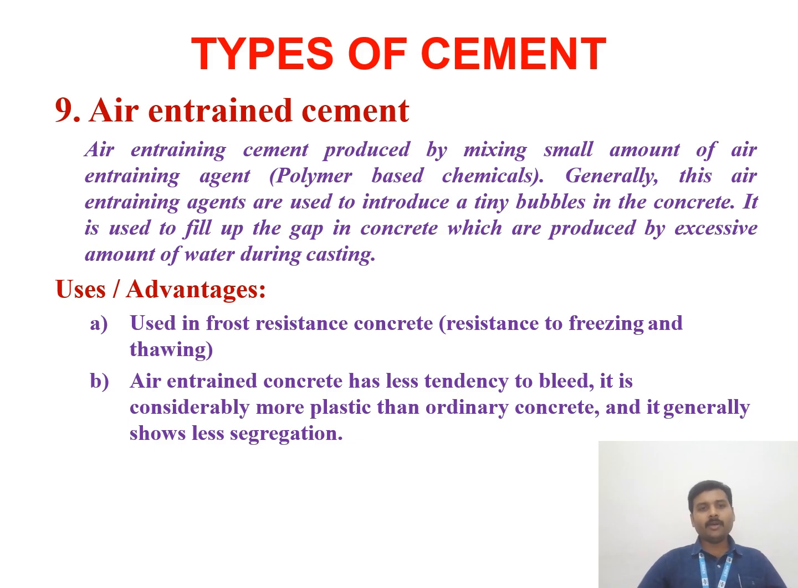Next one, air entrained cement. It is produced by mixing a small amount of air entraining agent. Generally, these air entraining agents are used to introduce tiny bubbles in the concrete. They fill up the gaps in the concrete which are produced by excessive amounts of water during casting. Air entrained cements are mainly used in frost resistant concrete, where resistance to freezing and thawing is needed.